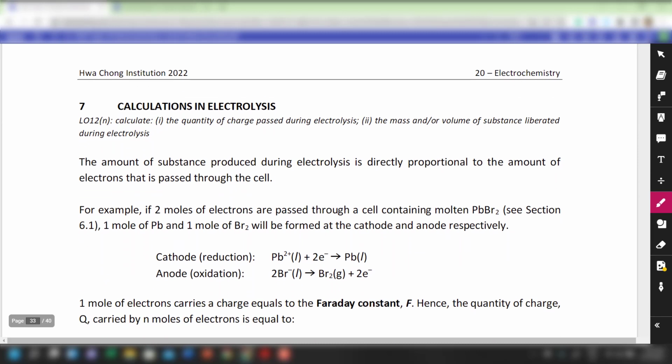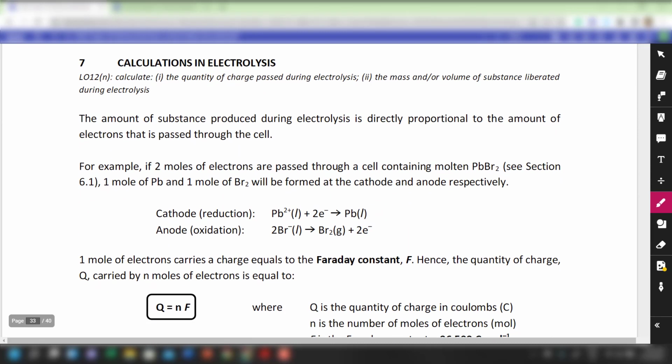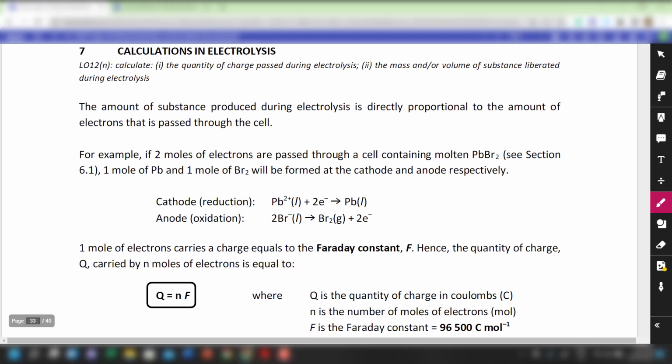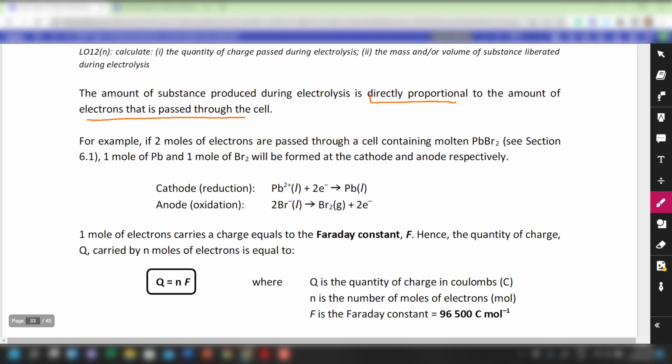Next, we'll be looking at section 7 on calculations in electrolysis. If you read the first line, the amount of substance produced during electrolysis is directly proportional to the amount of electrons that is passed through the cell. This is quite important. I think you can understand this from the balanced redox half equation.